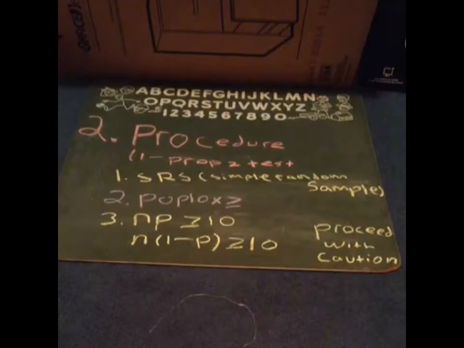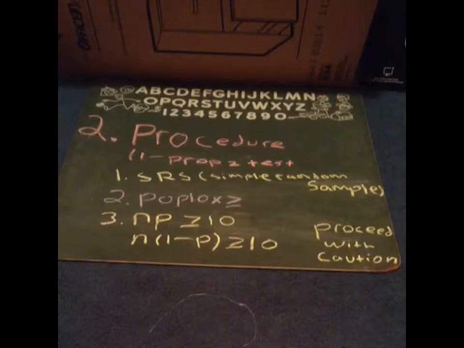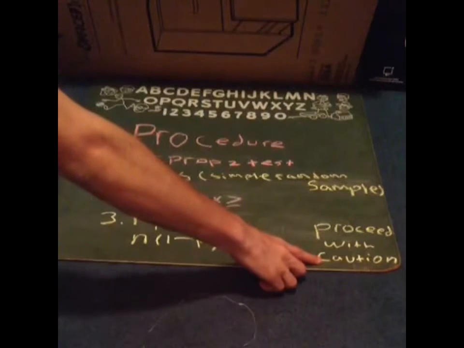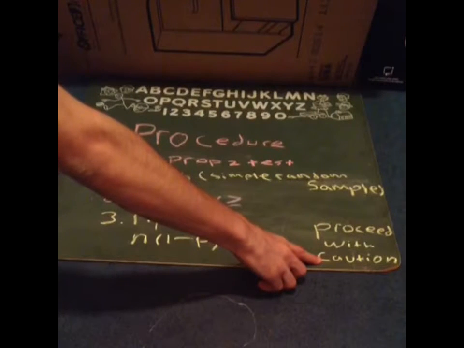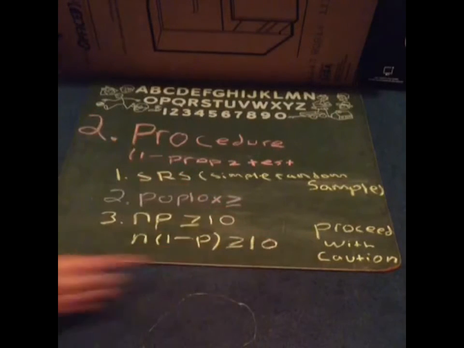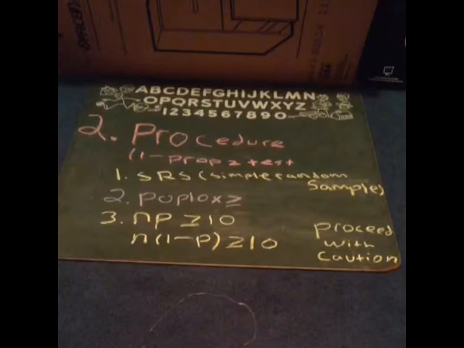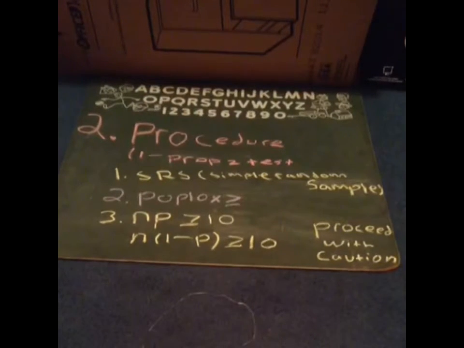If the conditions are met, then you can continue with the rest of the inference toolbox. However, if the conditions aren't met, then you must verbalize that you are proceeding with caution, and that the results are not as accurate, because not all the requirements were met. Let's proceed to the next step.